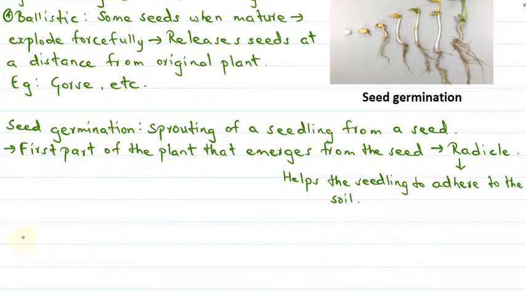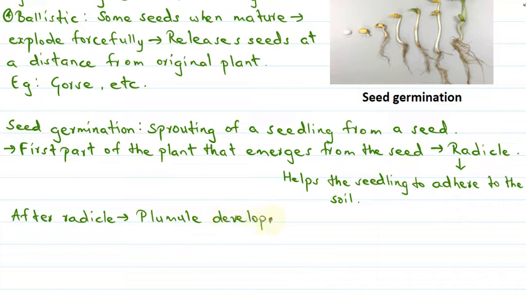So after radicle, what happens? Plumule develops from the seedling. Okay, so this plumule obtains the stored food from the cotyledons, right? We had already studied that cotyledons store food. So this plumule obtains the food from the cotyledons.